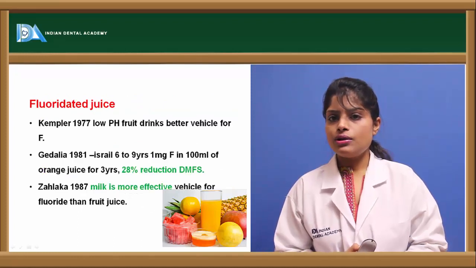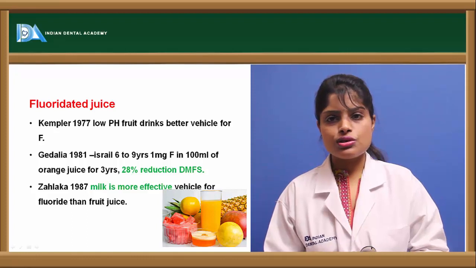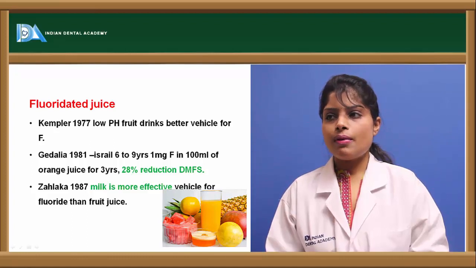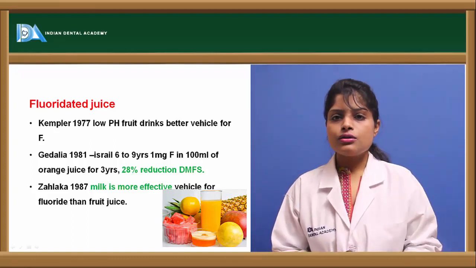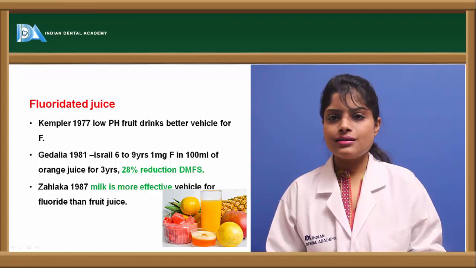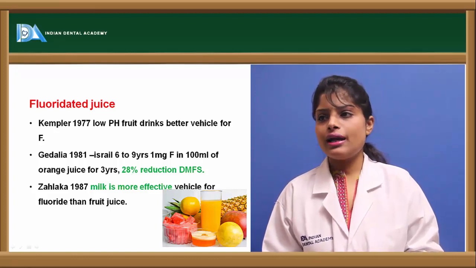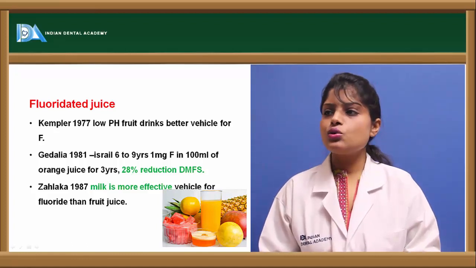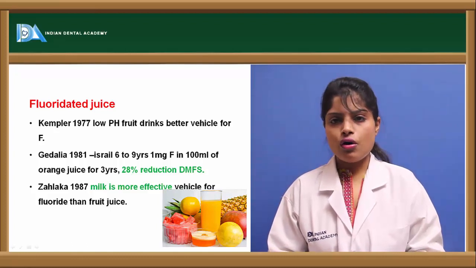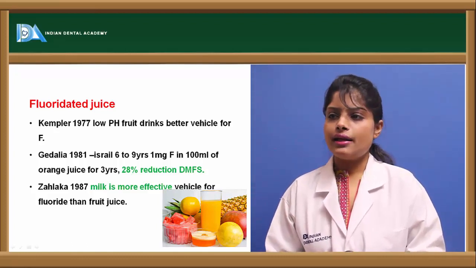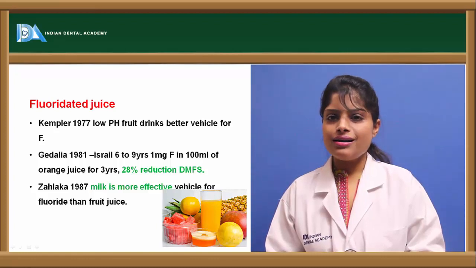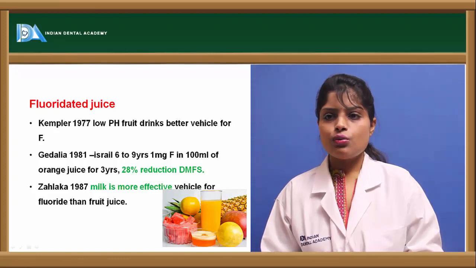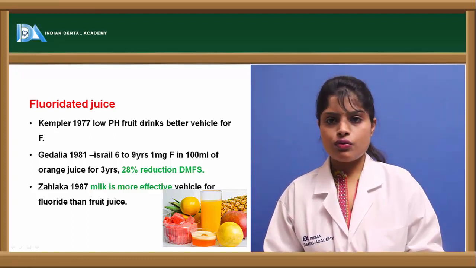Now, another modality was fluoridated juice, which was discovered by Kempler, who first used fluoride in juice. The juice acidity will also aid in the availability of fluoride to the enamel. It was reported that 1 mg of fluoride should be added to 100 mg of juice for a 28% reduction in the caries level. Even Zahalka conducted various studies on the effectiveness of juice fluoridation.